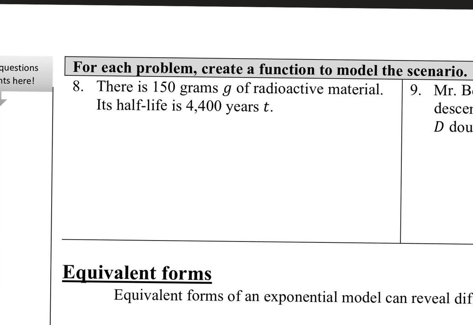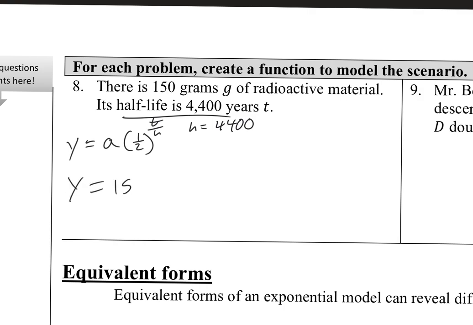There's 150 grams of radioactive material. Its half-life is 4,400 years. So that right there is your H, because that's how long it takes to go into half. If I use that formula from before, it looks kind of like A (1/2), and we said T over H. Since our H is 4,400 years, and the initial is 150 grams, I multiply that by 1/2 to the T over 4,400. Now we have our equation right here. My T looks really funky, but that's just a T.